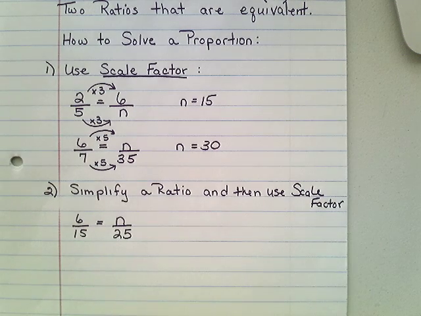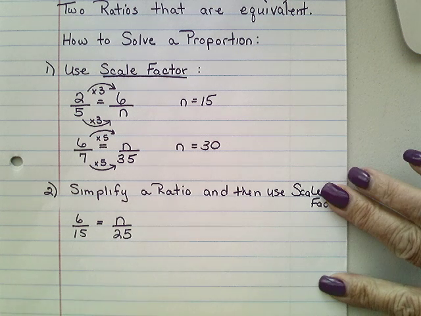Okay, so the two numbers that are across from each other are 15 and 25. If I look at 15 and 25, there's nothing that I can multiply 15 by other than a decimal to get me to 25. I don't want to deal with decimals. I want to multiply by a whole number. But now I'm going to look at that 6 over 15. Can I simplify 6 over 15 and maybe then I could use a scale factor?